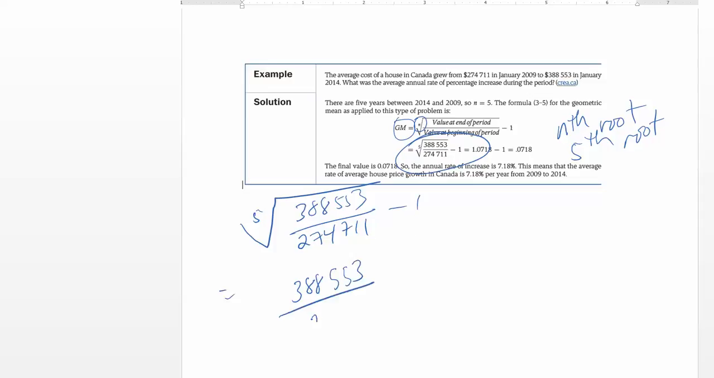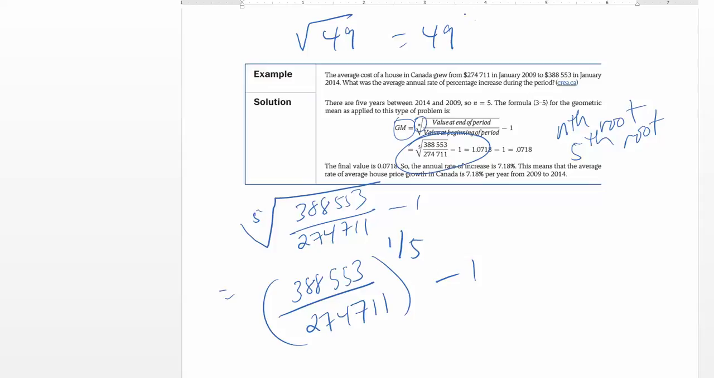You know that this is the same as 388,553 over 274,711. Since the calculator we use doesn't have an nth root button, we can bring it to the power 1/5. They're equal. That's like saying the square root of 49 is the same as 49 to the power 1/2, because when you don't see a number in there, that's a square root. So that means the same thing.